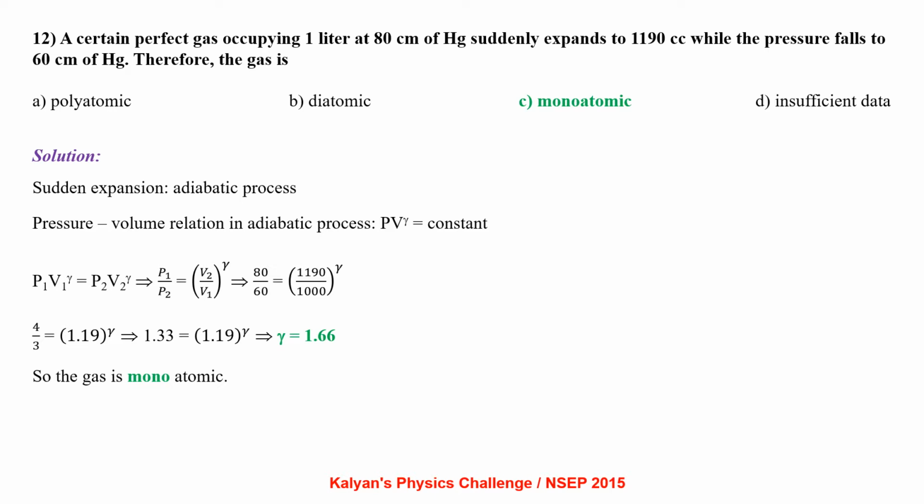So, P1 V1^gamma equals P2 V2^gamma, that is P1 by P2 equals (V2 by V1) whole power gamma. 80 by 60 equals (1190 by 1000) whole power gamma, which gives us gamma equal to 1.66. So the gas is monoatomic.